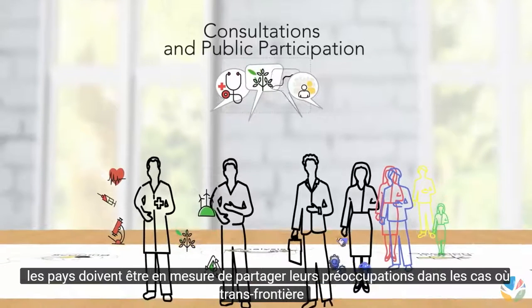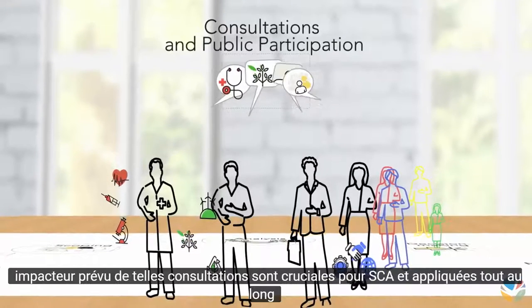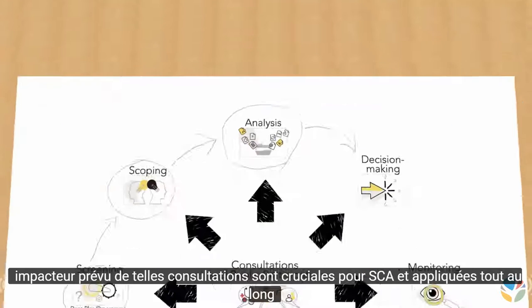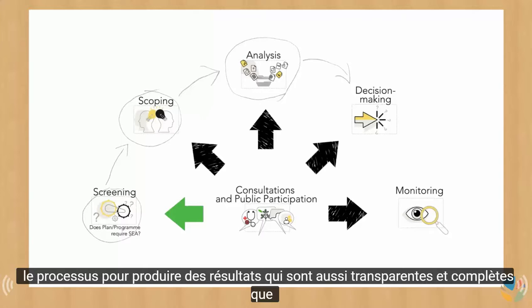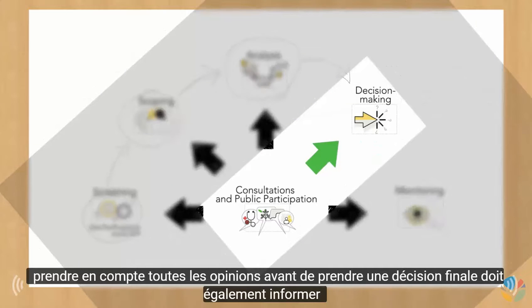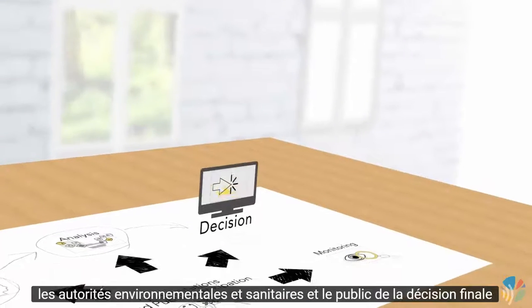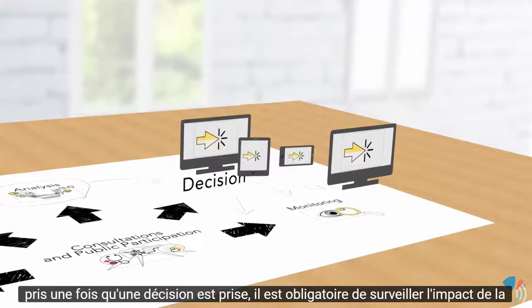Also, neighboring countries have to be able to share their concerns in cases where transboundary impacts are expected. Such consultations are crucial in SEA and applied throughout the process to produce results that are as transparent and comprehensive as possible. The consultation results are not binding, but decision makers have to take into account all opinions before taking a final decision. They must also inform the environmental and health authorities and the public of the final decision taken.